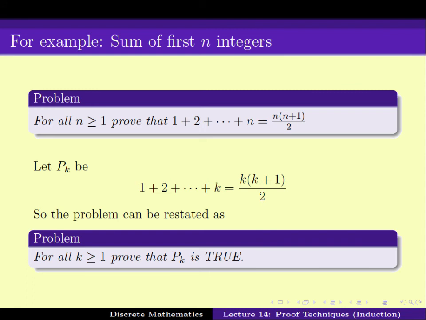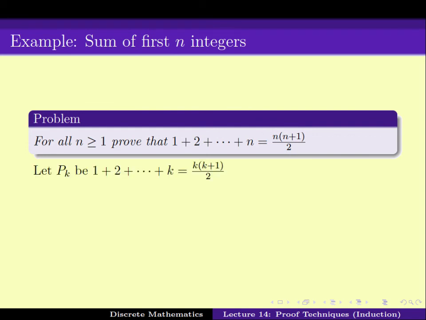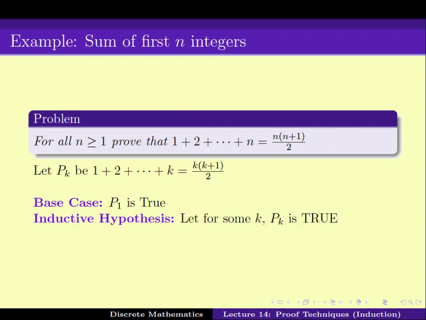Now let's use the principle of mathematical induction. So what should be done? First of all, this is the Pk, namely the sum of the first k elements is k into k plus 1 by 2. We have to first prove the base case, which is that P1 is true. We have to assume the induction hypothesis. So that means for some k, Pk is true, and we have to prove the inductive step: that assuming Pk is true, prove Pk plus 1 is true. This is a very simple, step-by-step way of proving a problem.